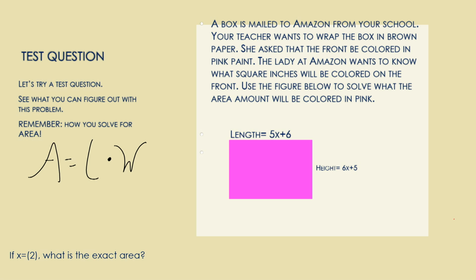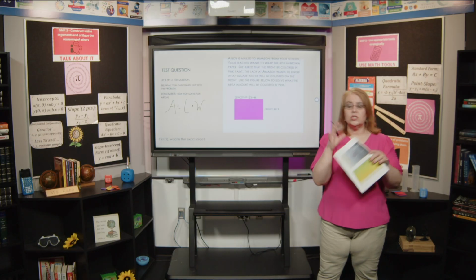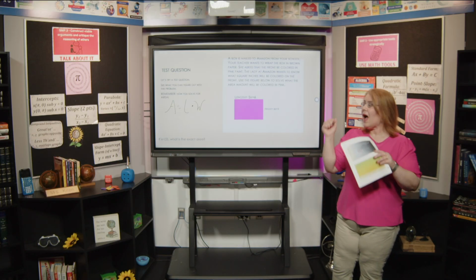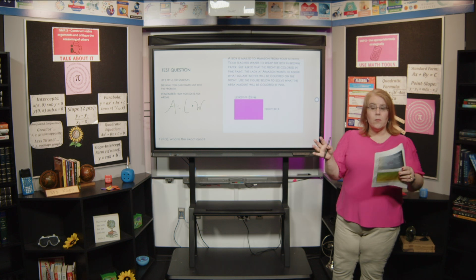A box is mailed to Amazon from your school. Your teacher wants to wrap the box in brown paper. She asks that the front be colored in pink paint. The lady at Amazon wants to know what square inch will be colored on the front. Use the figure below to solve what the area amount will be colored in pink. All right? So you and your table partner, or you and your partner, period, or just you, go ahead and work this one. I'm going to work this one, and then we're going to compare our notes.